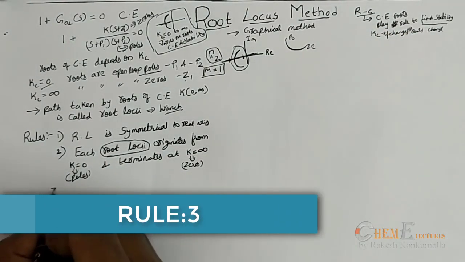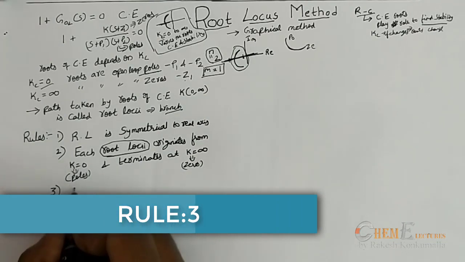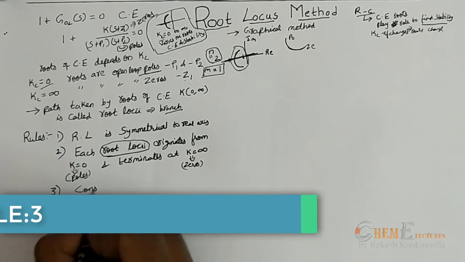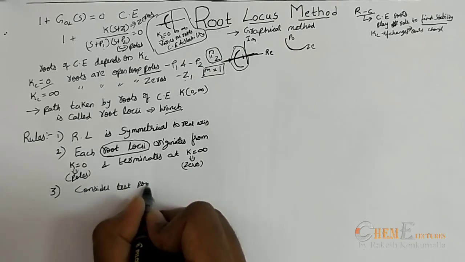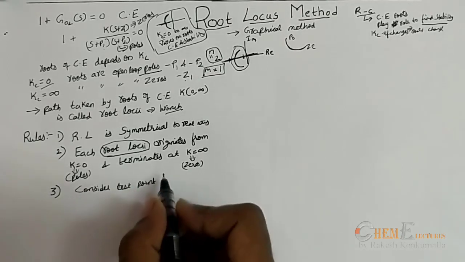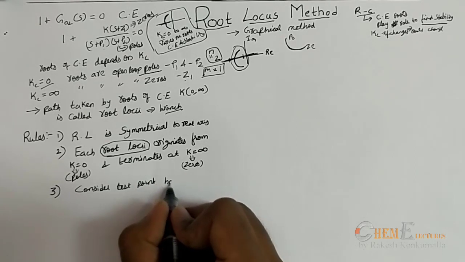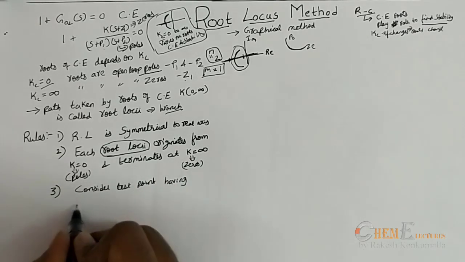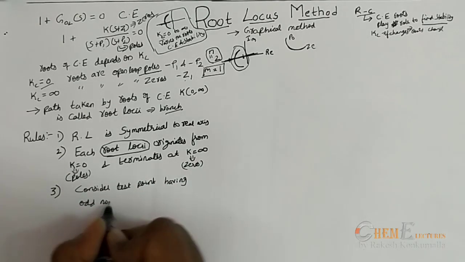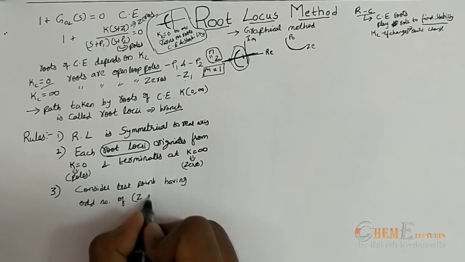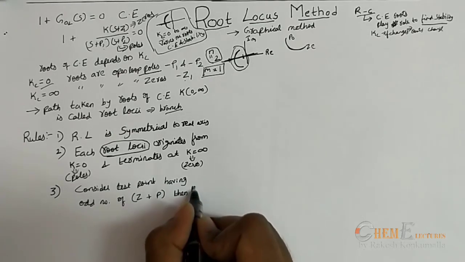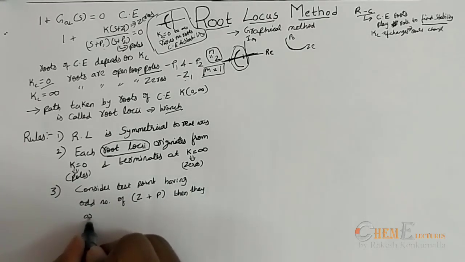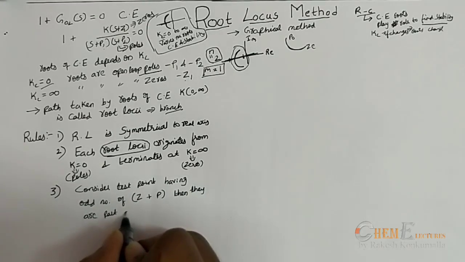Then my third rule will be, after considering a test point, which means just a random value on the real axis: if the test point has an odd number of zeros plus poles to its right, then they are part of the root loci.